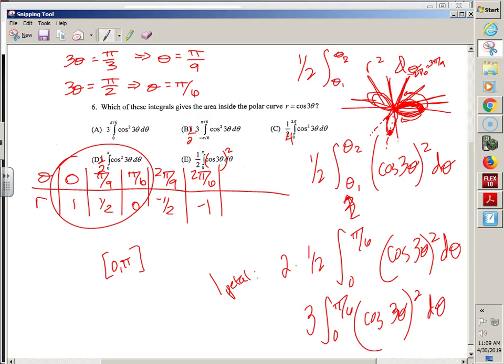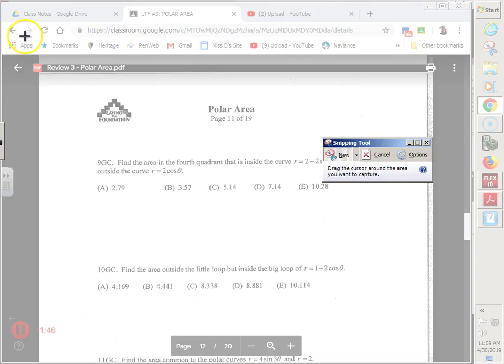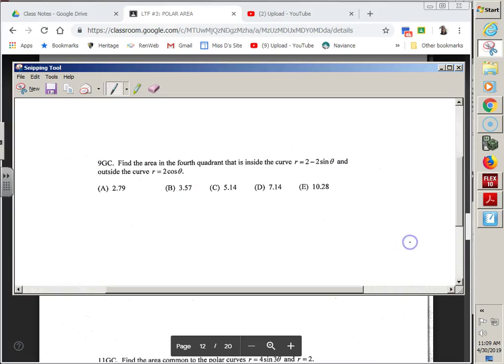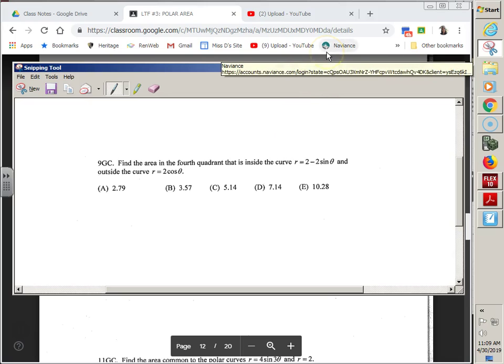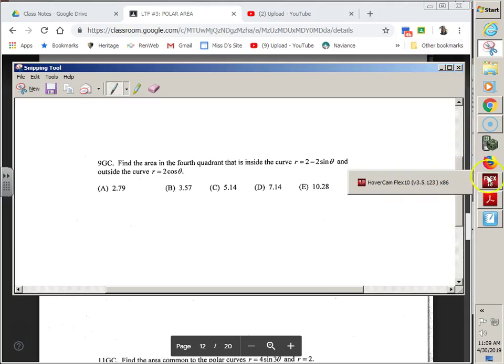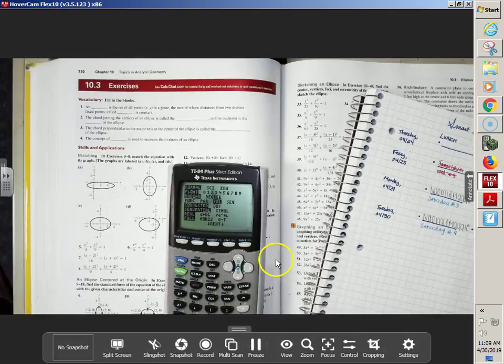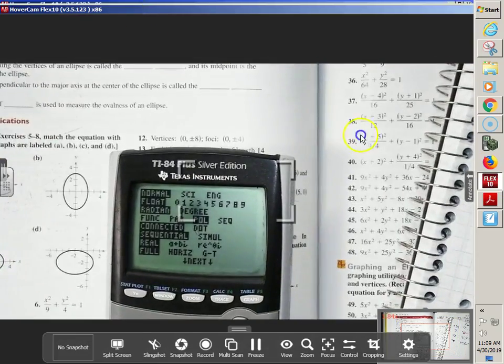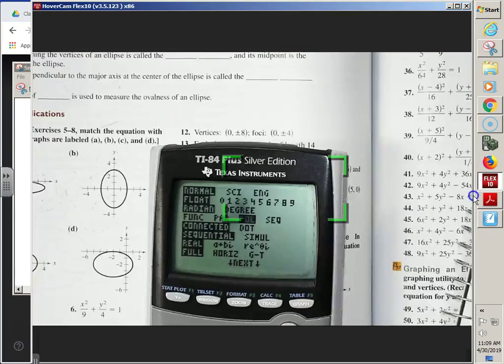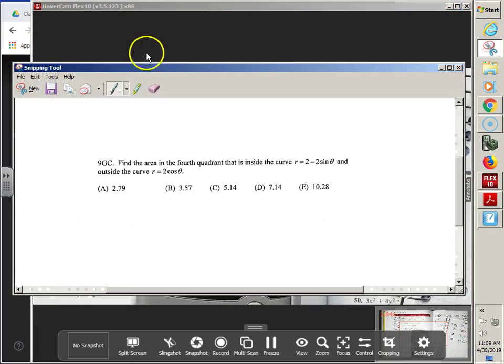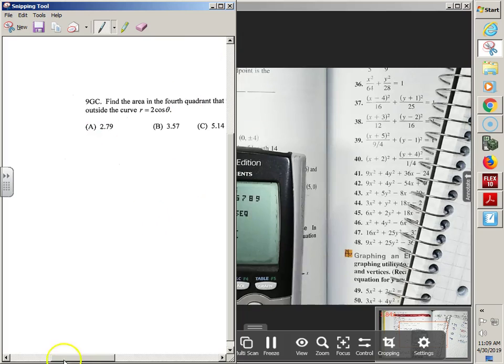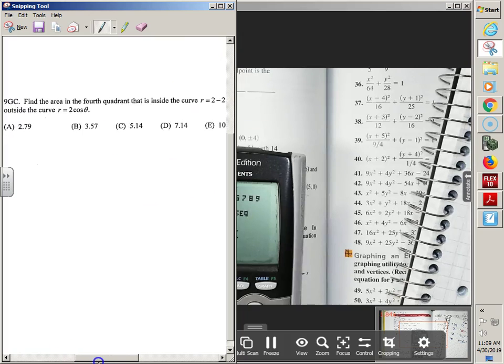9 has a graphing calculator, so we need to figure out how to use it strategically, right? I have my graphing calculator ready. Are we in polar mode? I'm not, I'll get there. Okay, I'm going to get my mode in polar, and I'm going to graph this. Let me see if I can zoom in on it and half screen it.